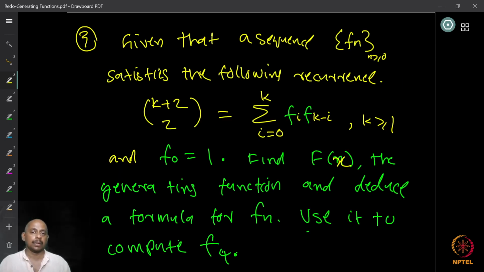The third question asks you to do the following. Given a sequence, let's say Fn, and this Fn satisfies the following recurrence relation, right? The summation i equal to 0 to k, fi into f(k minus i) is equal to k plus 2 choose 2. Okay? This recurrence is satisfied by fi for k greater than or equal to 1. And f0 is 1. Now find f of x, the generative function for the sequence fn, and then use it to deduce a formula for fn. Okay, and then compute f4 using this identity. So this is what we want.